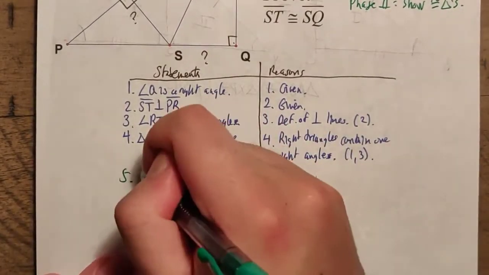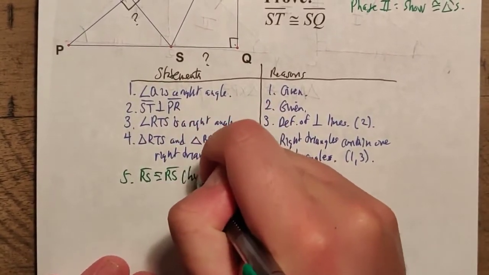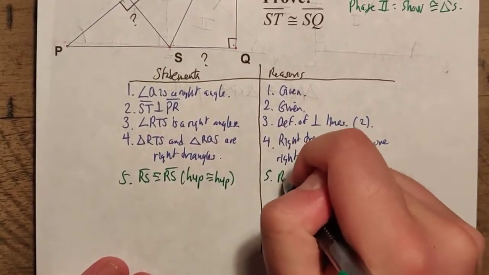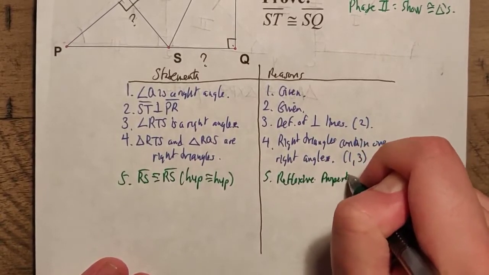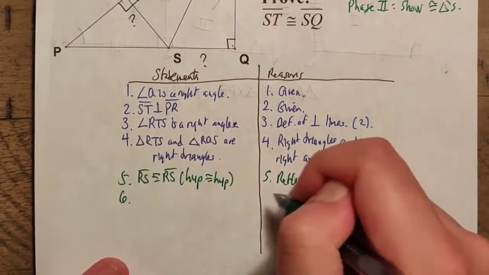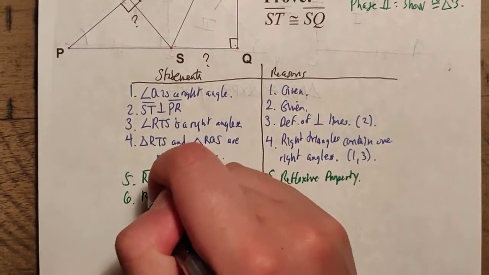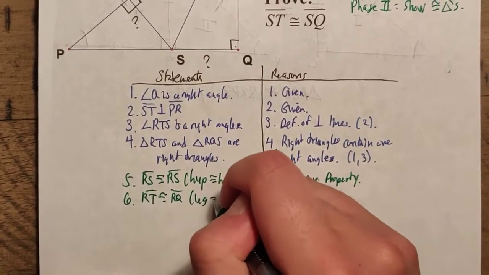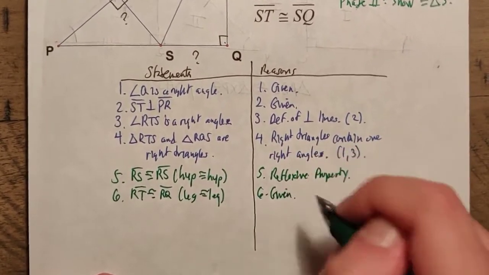We can use our hypotenuses. RS is congruent to RS. That's our hypotenuse, and this is our reflexive property. All right, let's move on. Step 6: we have RT is congruent to RQ, and that's our legs, and that's given to us.